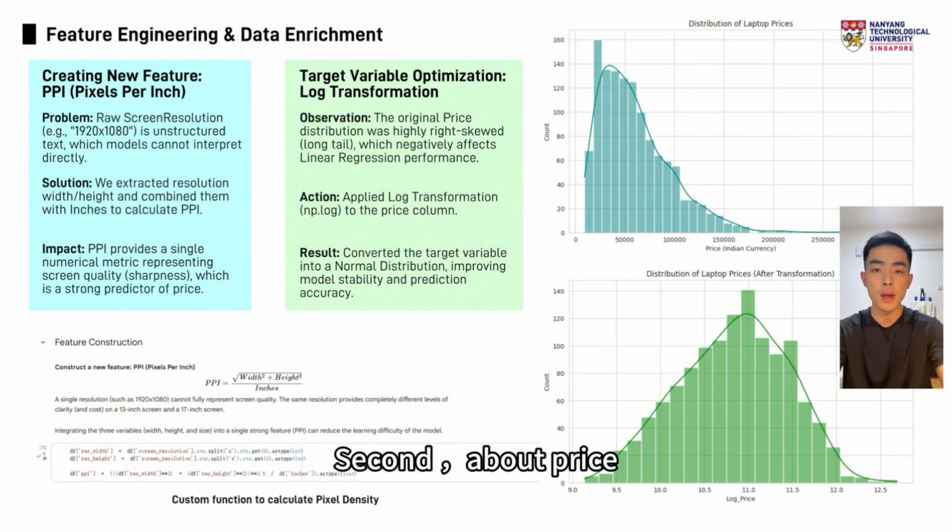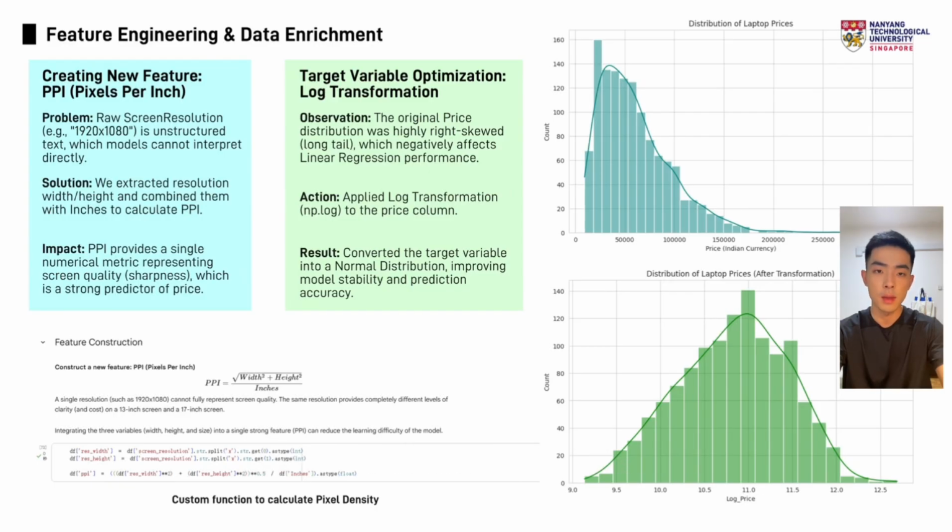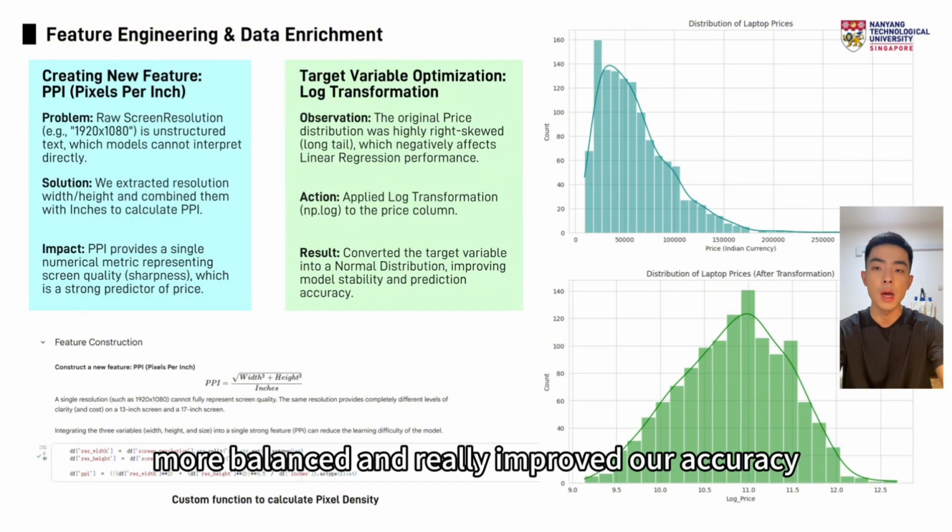Second, about price. We found that most laptops are cheap, but a few are very expensive. This is bad for the model, so we used log transformation. This made the price data more balanced and really improved our accuracy.